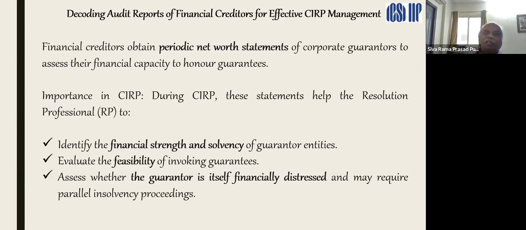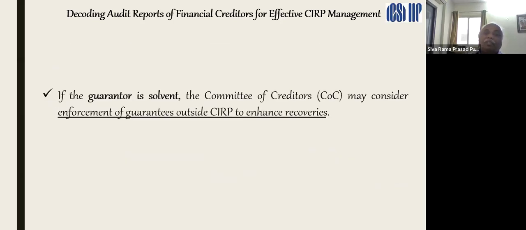Suppose he has given a guarantee and today there is no value at all, that company is also insolvent. So consider the feasibility of invoking the guarantee. Otherwise, invoking the guarantee leads to additional expenditure, meaning there is no fun in invoking that guarantee. Assess whether the guarantor itself is in financial distress and may require parallel insolvency proceedings. If a guarantor is solvent, the committee of creditors may consider enforcement of the guarantee outside the CIRP to enhance recoveries.